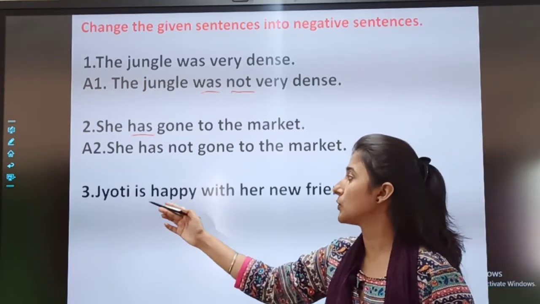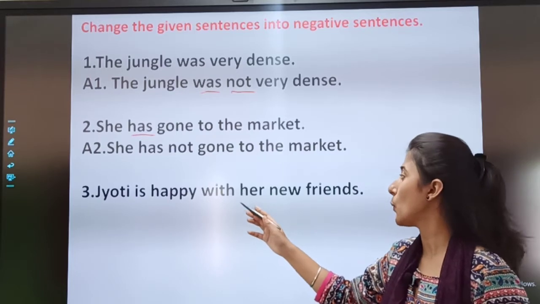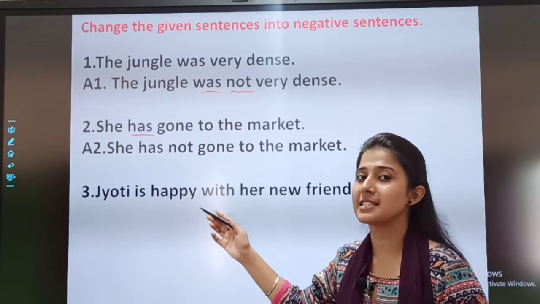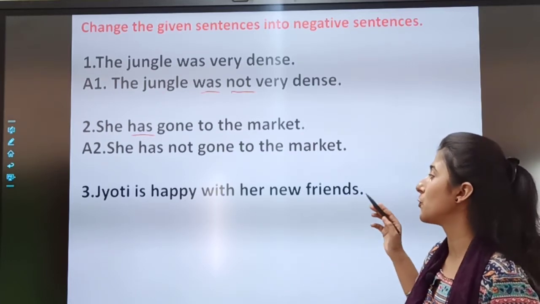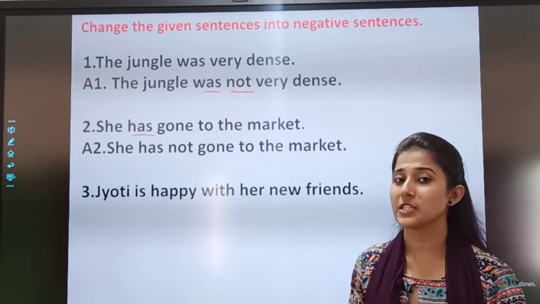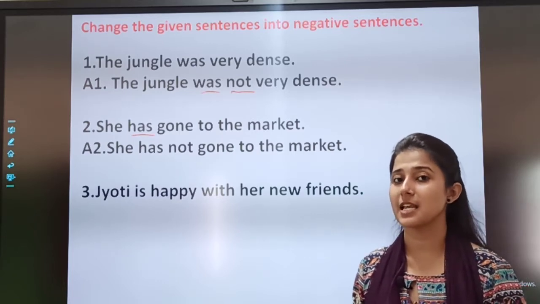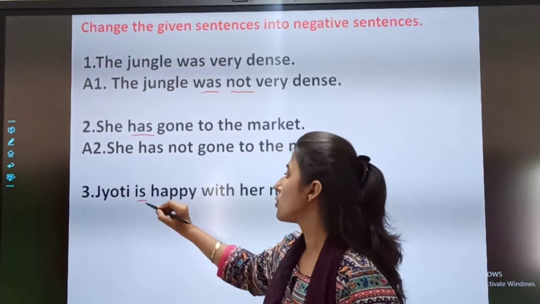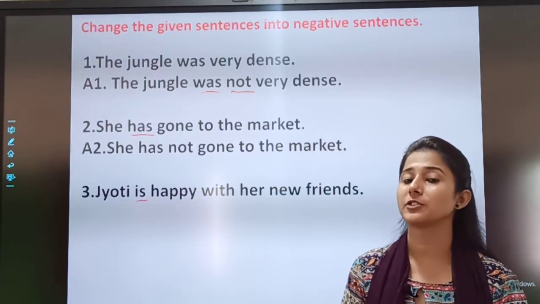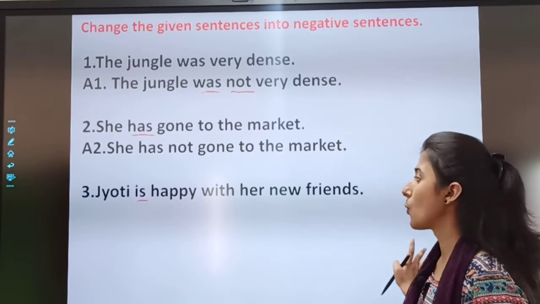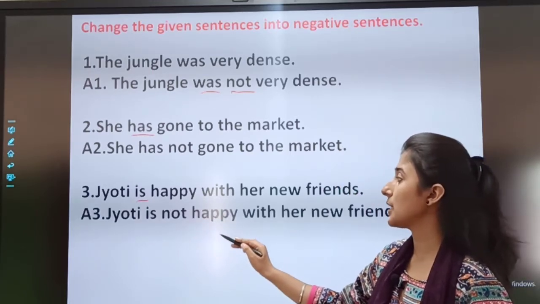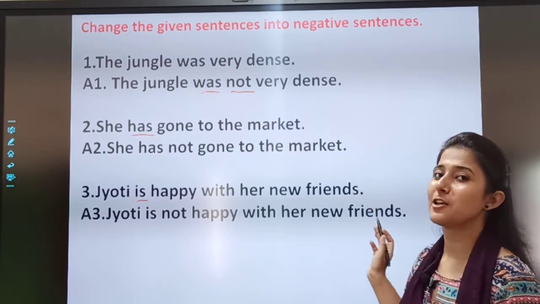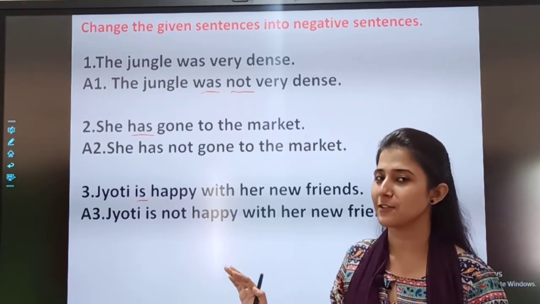Next, Jyoti is happy with her new friends. Jyoti is happy with her new friends. Now, which is our verb? Like we discussed in the example, am, is, are. So, here you can see is. So, we will put not after the verb is. So, what will be the answer? Jyoti is not happy with her new friends. So, now this becomes a negative sentence.